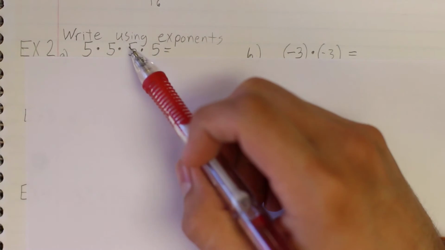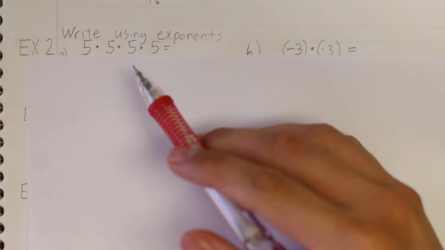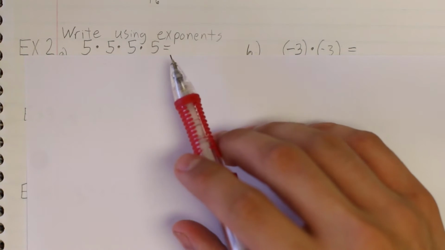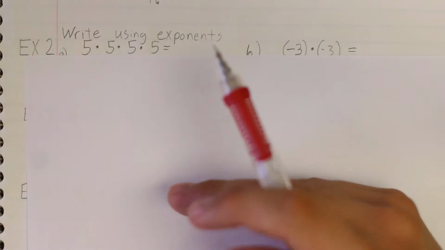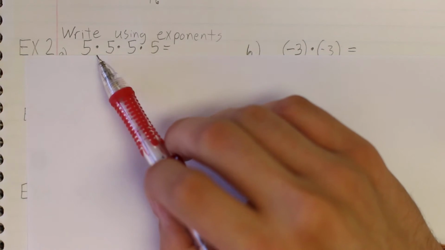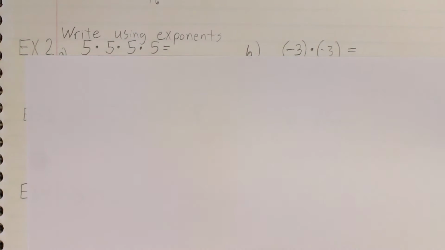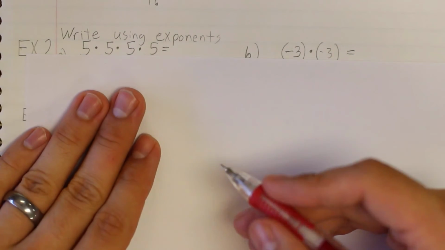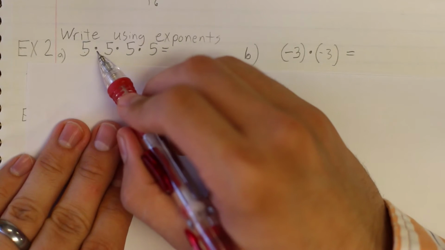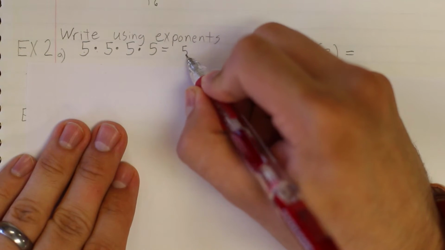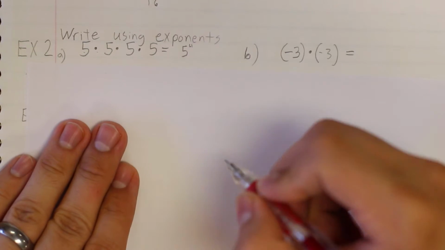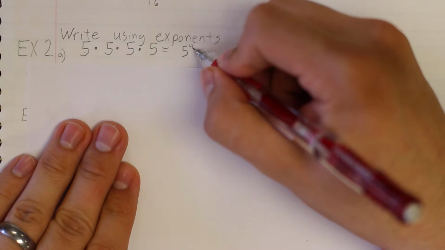One thing we might be asked to do is to write using exponents. They'll give us a list of numbers that are written like this. And so long as the numbers are the same and everything separating the numbers is a multiplication symbol, you can combine them and write them as an exponent. Meaning if I have 5 times 5 times 5 times 5, I can write that as 5 to the 4th power. Okay?